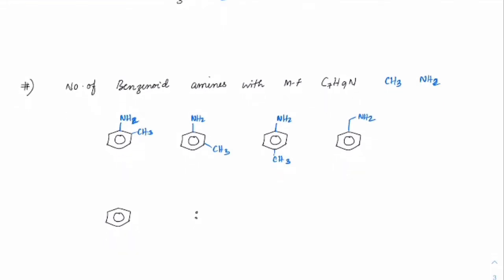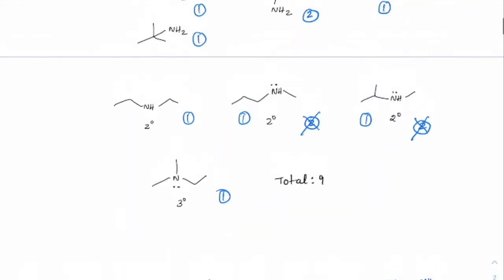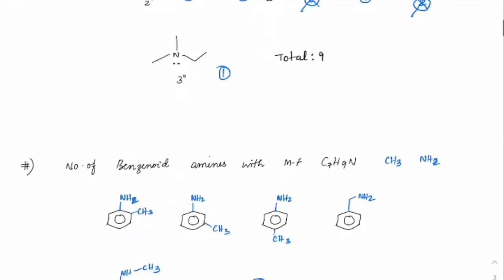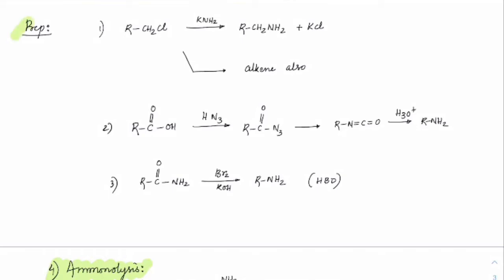Got it? Other than that, I can also have secondary. This one will be secondary. Got it? So now how many will we have? Total 5 isomers included. So I hope you should not make any mistakes in the isomeric forms now. That's about the introduction of amines.